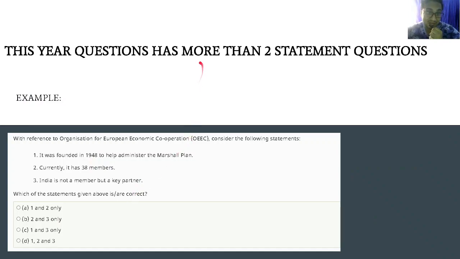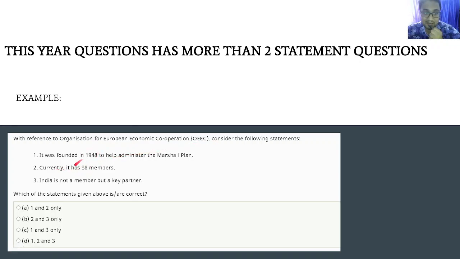And this year in SBI, there were many more-than-two-statement questions, where three statements are given and you have to select the answer: which of the following is correct? For example, the Organization for European Economic Cooperation was founded in 1948.